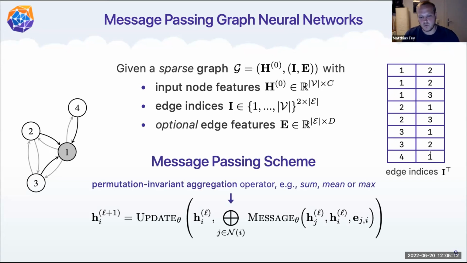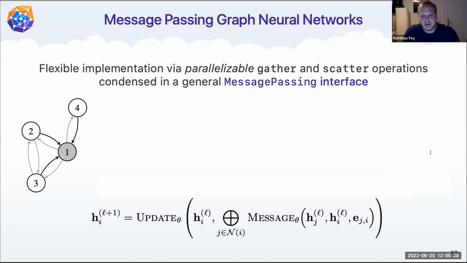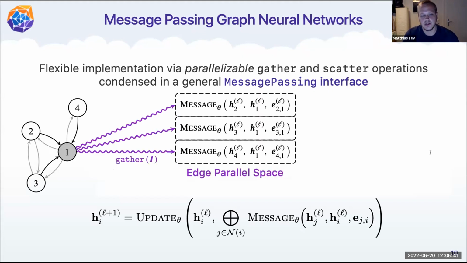And so to recap, we want to implement this message passing scheme, which is decomposed into these 3 parts, where this aggregation operator is usually a permutation invariant operator, such as sum, mean, or max. And in order to implement that, we make use of a really flexible implementation in the form of a parallelizable gather and scatter scheme. And that is all condensed into a general message passing interface. What that means is that we first gather all the feature vectors into an edge parallel space where we can compute the messages in parallel.